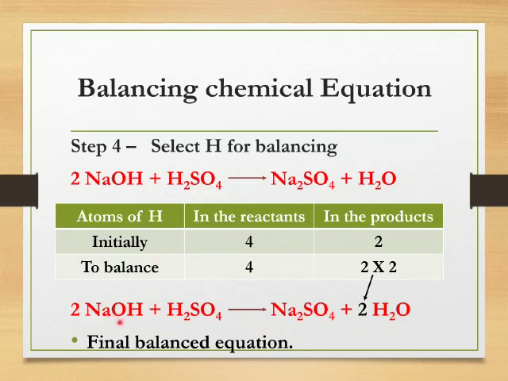Now let us check oxygen. We have 2 plus 4, that is 6 oxygen atoms on reactant side, and similarly 4 plus 2, that is 6 oxygen atoms on product side also. Sodium already balanced, and sulfur, 1 sulfur atom on reactant side and 1 sulfur atom on product side, and hence this is final balanced equation.